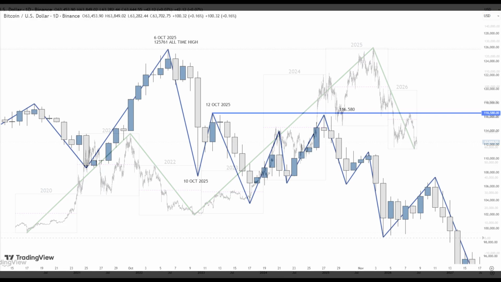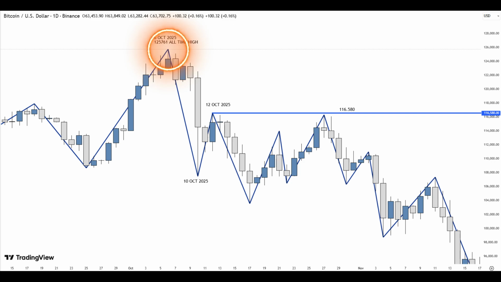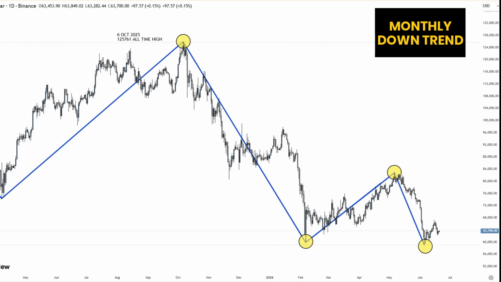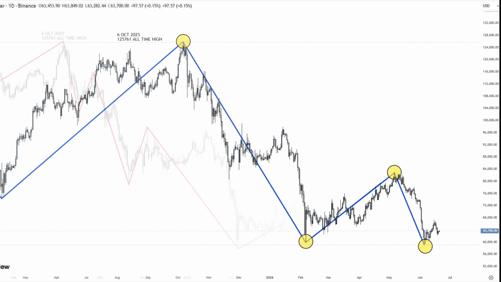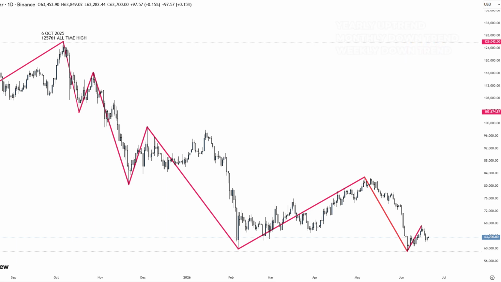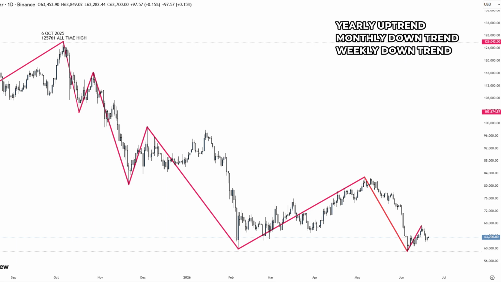However, since making the all-time high of 125,761 on 6 October 2025, Bitcoin market structure flipped from an uptrend to a downtrend. This happened when a lower high was made on 12 October 2025 and the 10th October 2025 low. Until recently, the monthly swing chart was undefined, but since June 2026, we are in a confirmed monthly downtrend, and the weekly swing chart, which has been in an unrelenting downtrend for quite some time. So, summing up, yearly uptrend, monthly downtrend, weekly downtrend. As retail traders, we don't want to be fighting against the monthly and weekly downtrend.